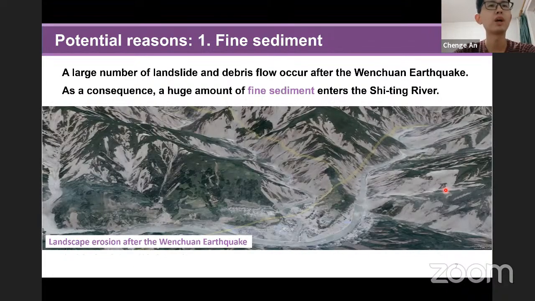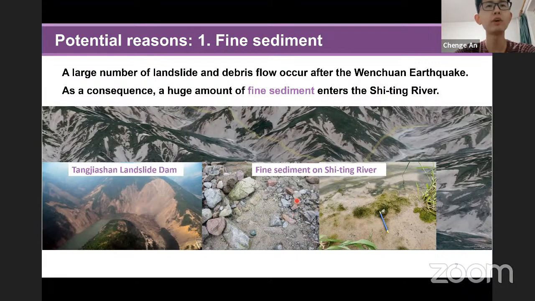And when we come to the Longmen Mountains, a large number of landslides and debris flows occurred after the Wenchuan earthquake. This satellite image shows the landscape erosion after the earthquake. As a consequence, a huge amount of fine sediment entered the Chenge River, as shown in these photos. In the photos, we can see a lot of fine sediment on the riverbed, which was not there before the earthquake. This sediment can play a big role in the river adjustment after the earthquake.